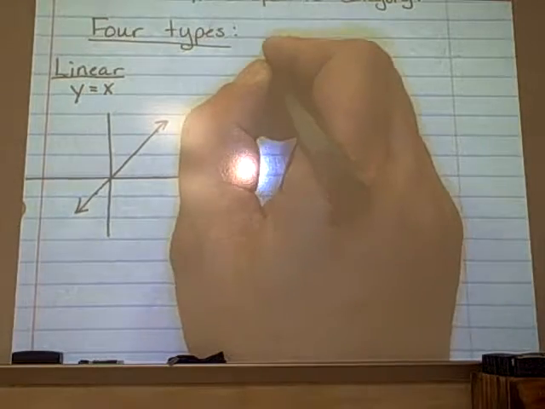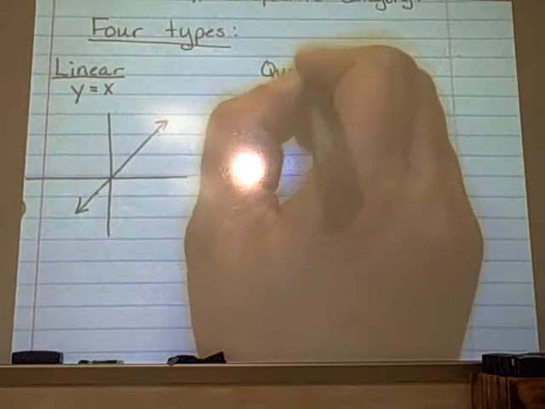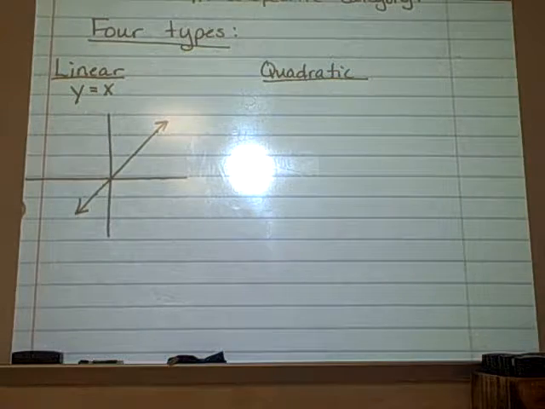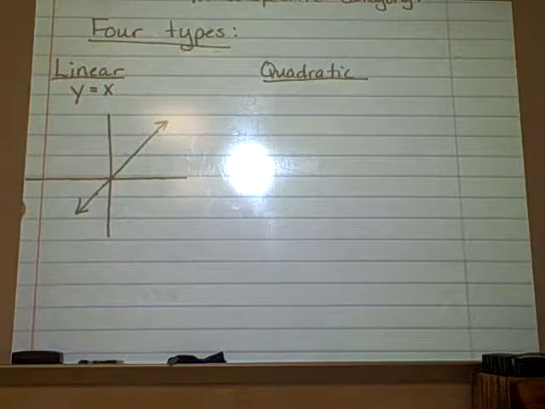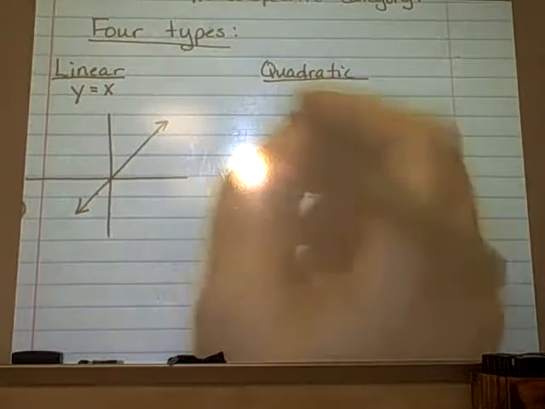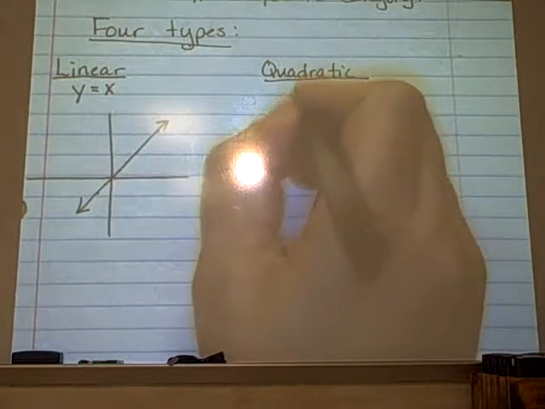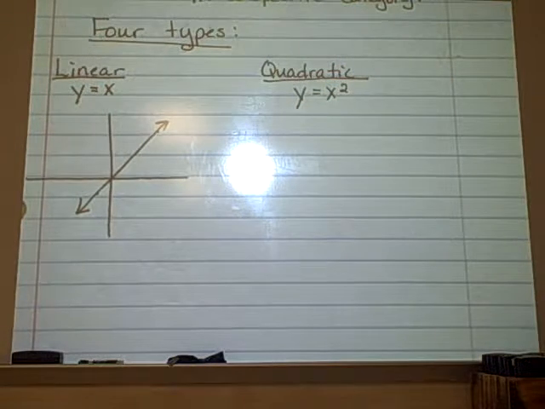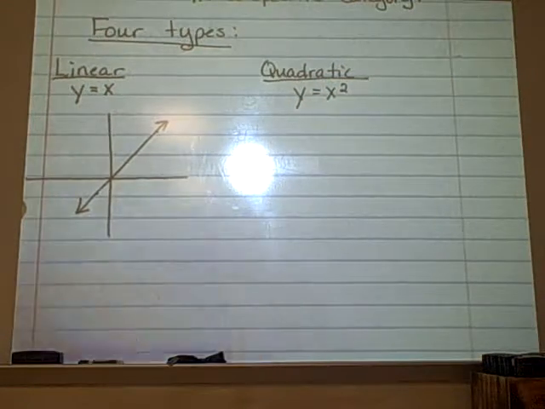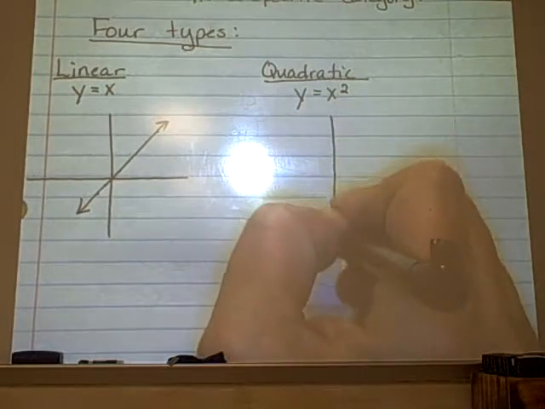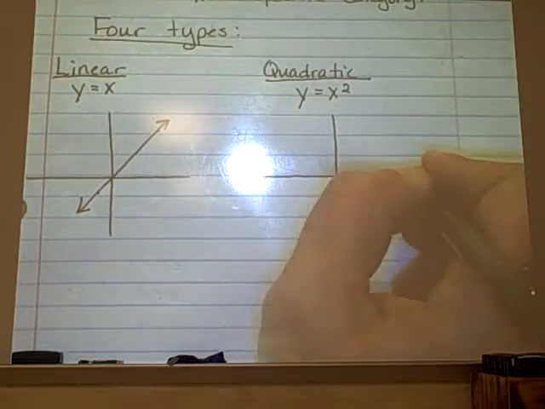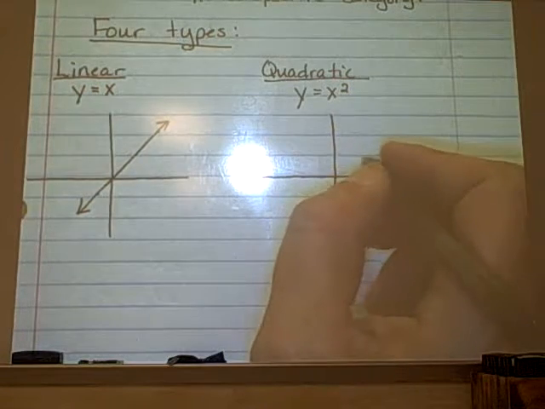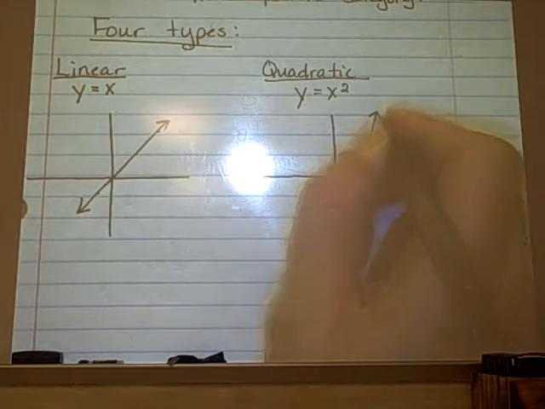Okay, the next one, which we will use this year, is quadratic. So linear is a line. Quadratic, the equation looks like this, y equals x squared, and we'll talk more about that later. You don't even have to have that memorized right now. I want you to draw your little graph right here. This graph is called a parabola. You might have seen that before, parabola. And it looks like this.